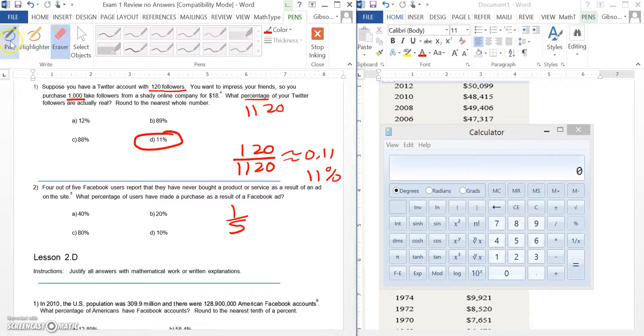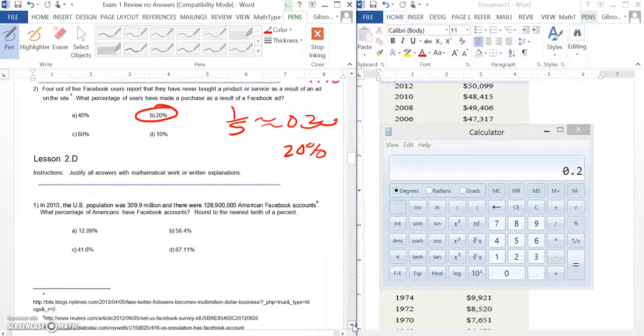Okay, class, picking up where we left off, we found that 1/5 of Facebook users actually purchased something on Facebook based upon a Facebook ad. They want us to write this as a percent. So we would take 1 divided by 5, and that gives us 0.2. We know we will move the decimal 2 places to the right, and our final answer would be 20%. So B would be our final answer.